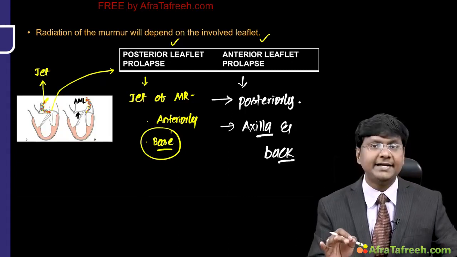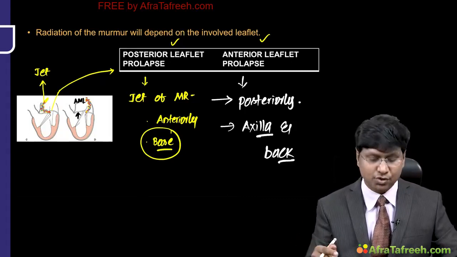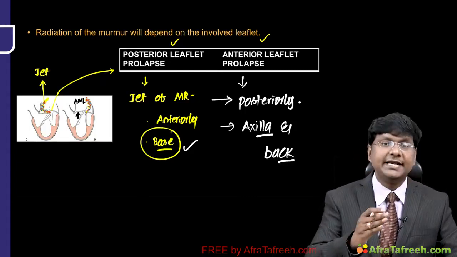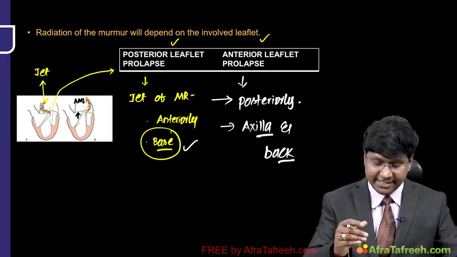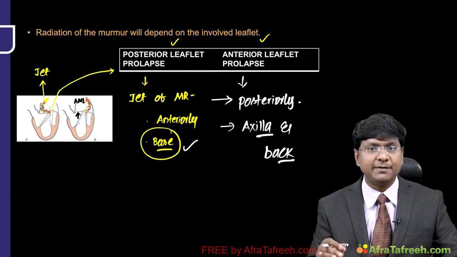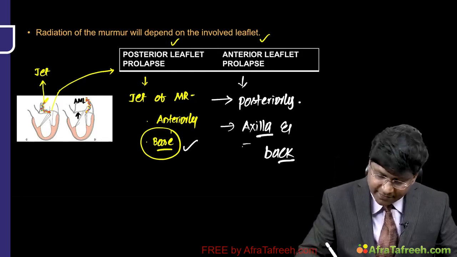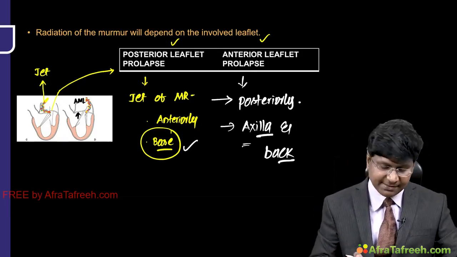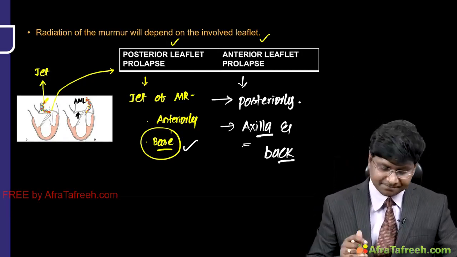Okay, if the anterior leaflet is being prolapsed. So if the posterior mitral leaflet is being prolapsed, the murmur will be radiating to the base. If the anterior mitral leaflet is being prolapsed, the murmur will be radiating to the axilla as well as the back, right? So this is about the radiation of the murmur.